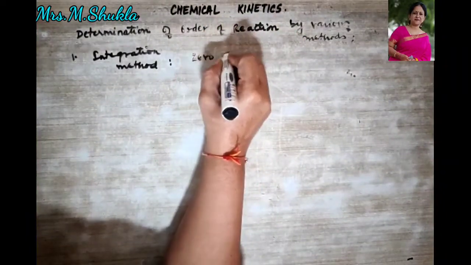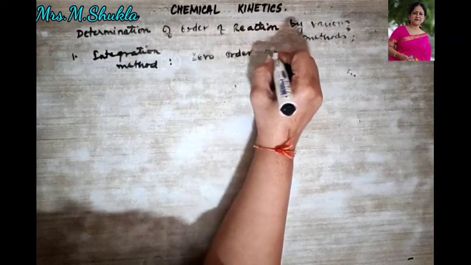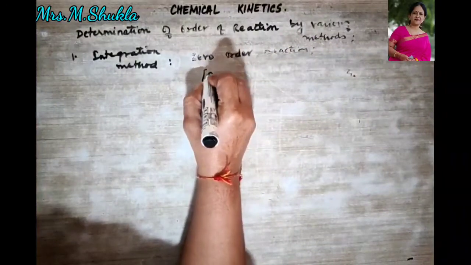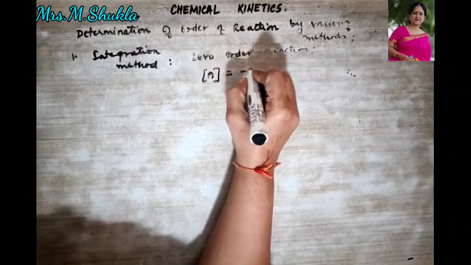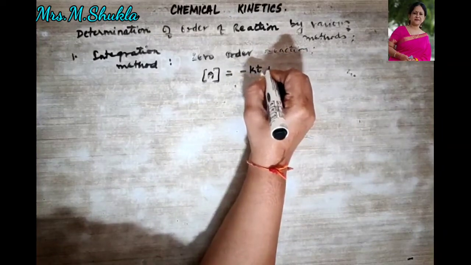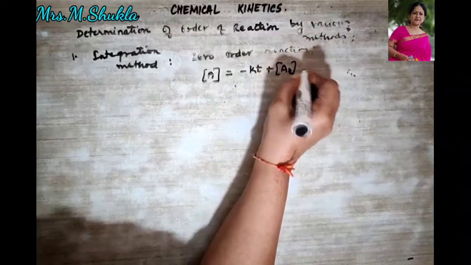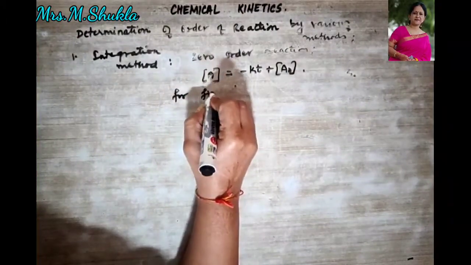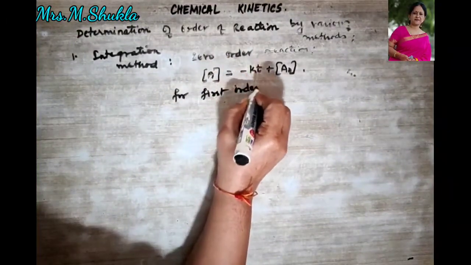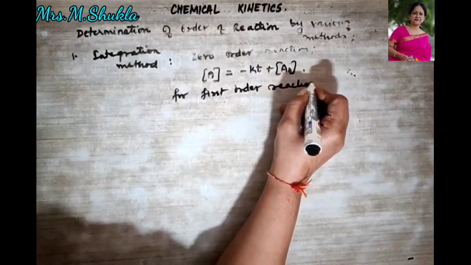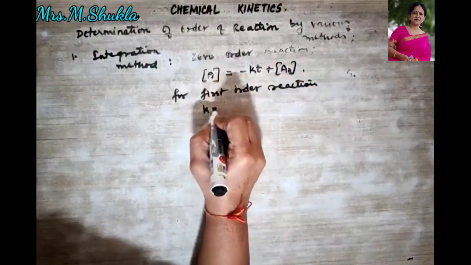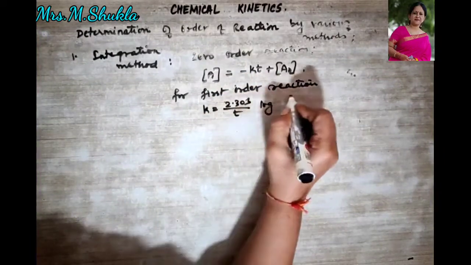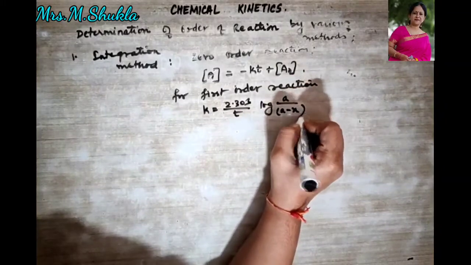So for the zero order reaction, your A is equal to what? Minus Kt plus the initial concentration. And for the first order reaction, it is what? K is equal to 2.303 upon t log A upon (A minus X).